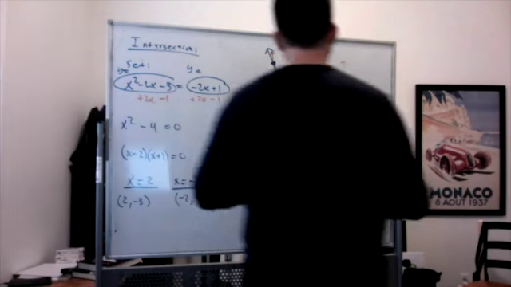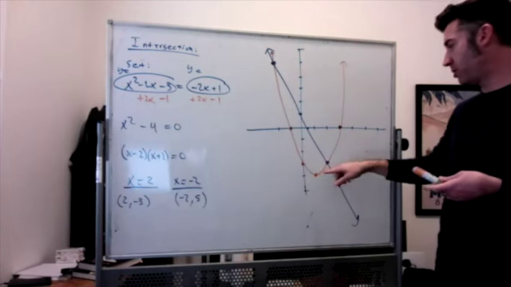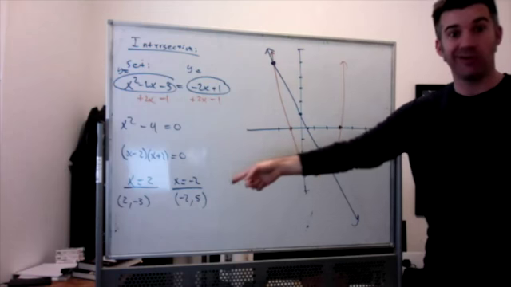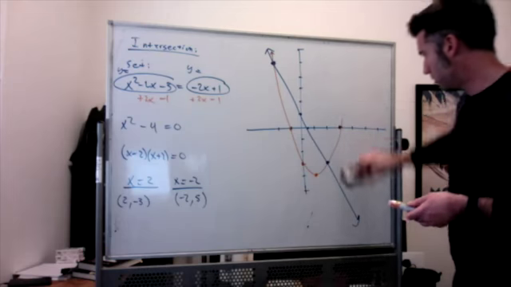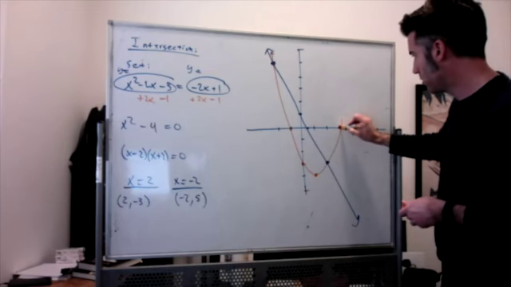There's our parabola, there's our line. The parabola intersects the line at the points of intersection. And I've probably drawn this a little too vertical. It should probably look like it's going up and to the right.